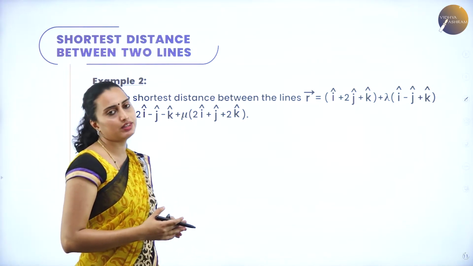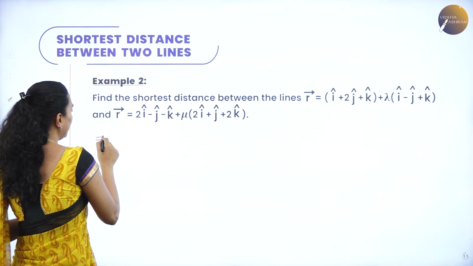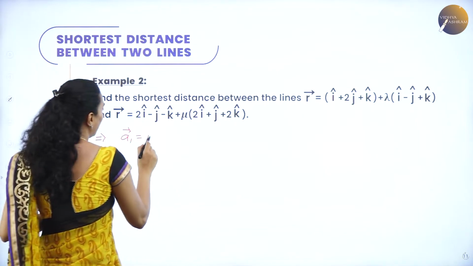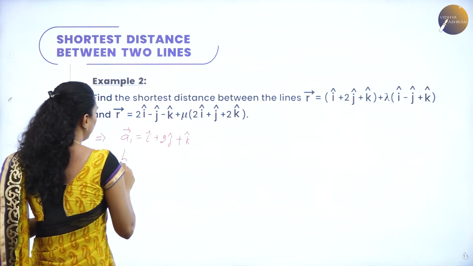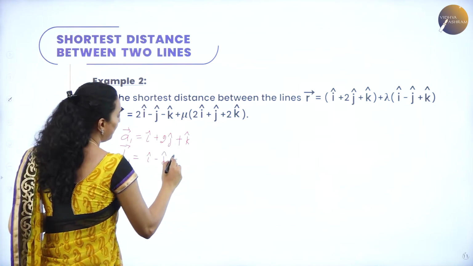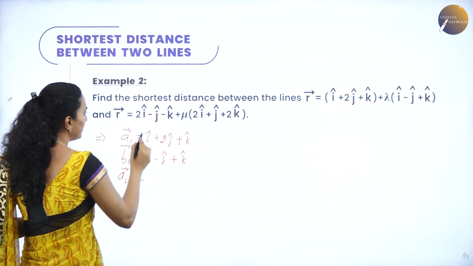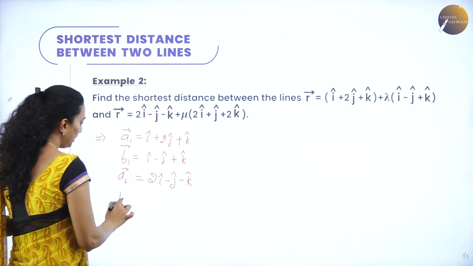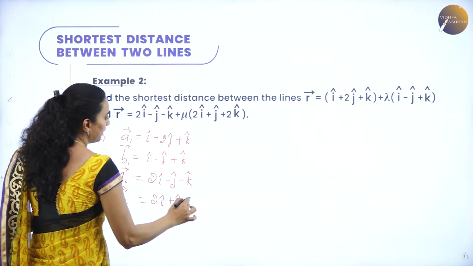Now, you can compare this with the original formula, which is R vector equals A1. So, let me write it directly. A1 vector will be I plus 2j plus k. Similarly, B1 vector is nothing but I minus j plus k, correct? Similarly, for this one, A2 vector will be 2I minus j minus k. Similarly, B2 vector is 2I plus j plus 2k, isn't it?